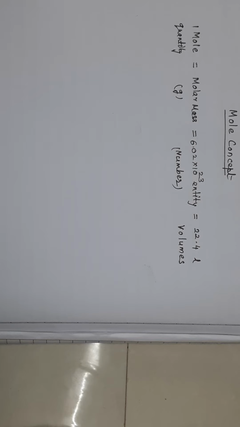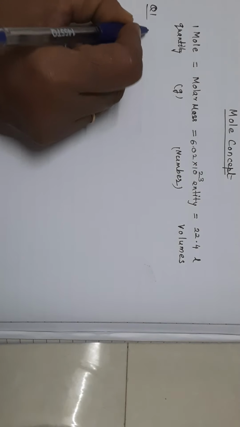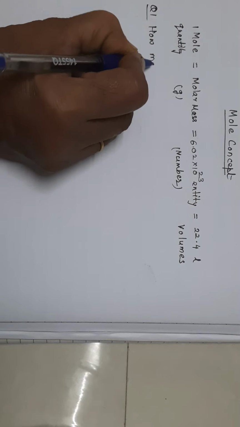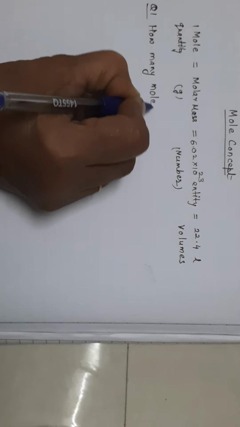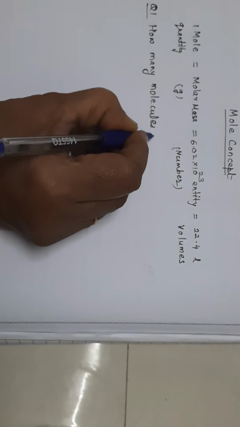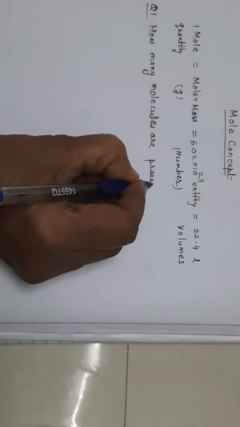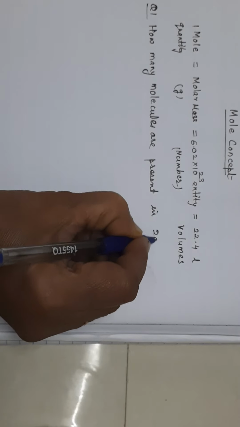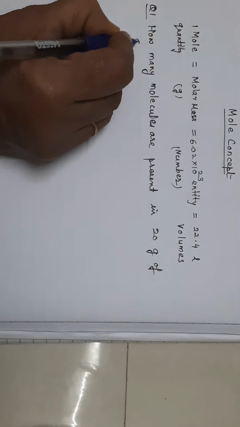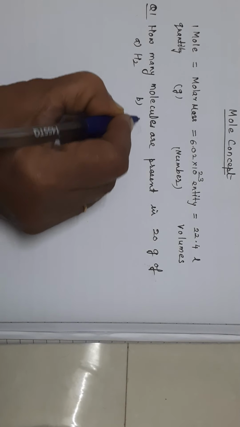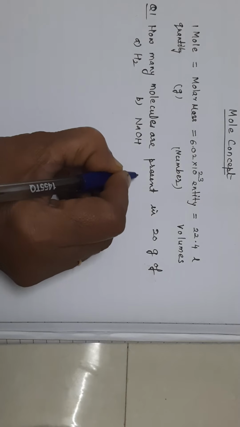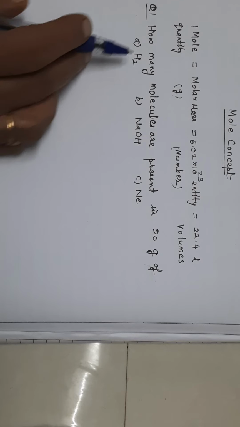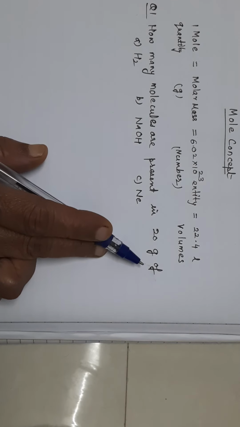Now first of all, suppose the question asked is, question 1: how many molecules are present in 20 grams of A. hydrogen, B. NaOH, C. neon. Now, when we are dealing with this, the first job is that they are asking us 20 grams of hydrogen.